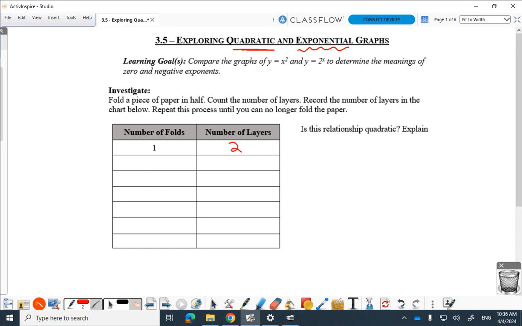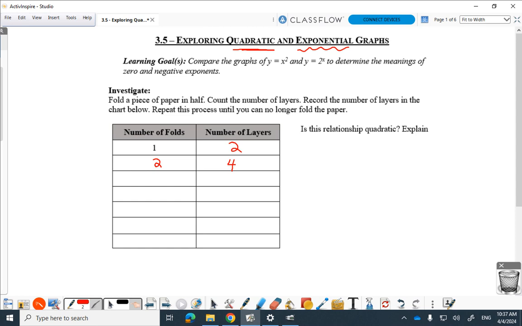How many layers? 1, 2, 3, 4. If I really fold in half, now I have 4. After 2 folds, 4. Don't read too much into it yet. Don't try and make any grand conclusions. You guys are great at making the big conclusions, but this one, you're going to have to wait. There's a big conclusion coming, but you're going to have to wait.